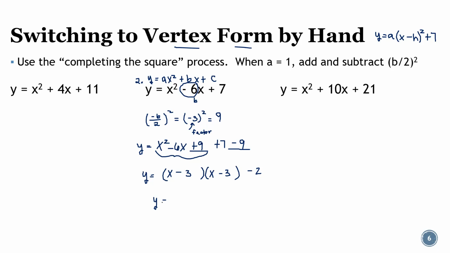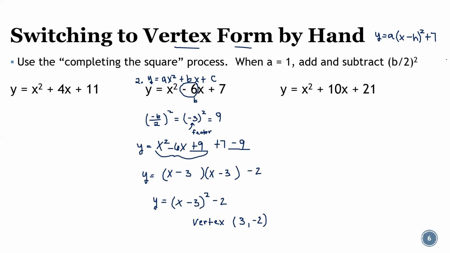I then rewrite, since my factors match, which will always be the case in this process, I have x minus 3 quantity squared minus 2. This is in vertex form. So from this, I can tell that the vertex, which is either a minimum or maximum point, and we'll discuss that in a moment, is the ordered pair 3, negative 2.